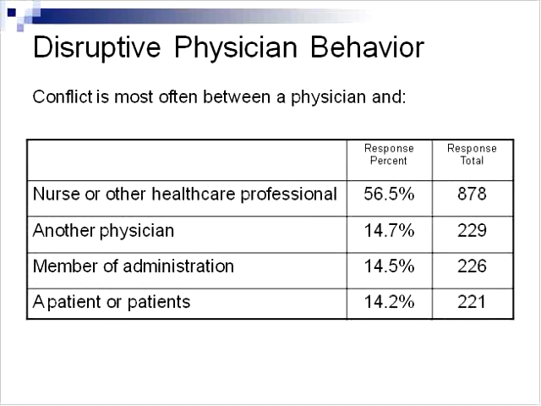Who is this disruptive behavior between? We're talking now about the physician. So who are they conflicting with when they exhibit this disruptive behavior? Over 50% of the time it's a nurse or another healthcare professional, so that certainly includes a respiratory therapist. So nurses or respiratory therapists are the recipient of the physician's disruptive behavior over 50% of the time.